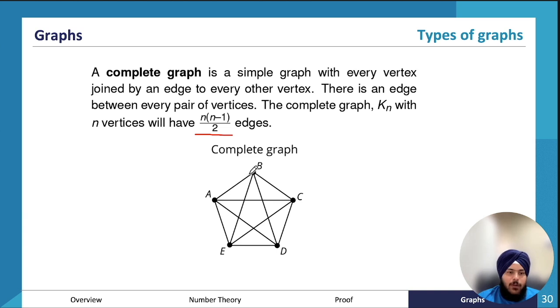For example, in this one, instead of counting every single edge, which can get really painful, just count the number of vertices, 1, 2, 3, 4, 5, and apply to this formula. So it will be 5 times 4 over 2, which is 10. So therefore, there will be 10 edges in this graph without counting.